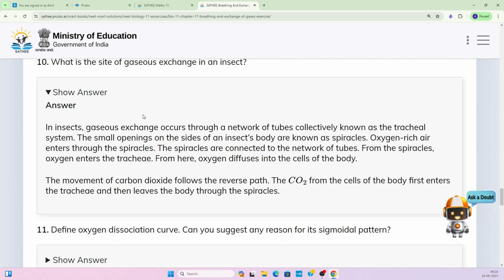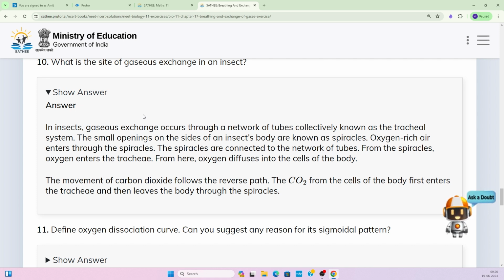Now, from the spiracles, oxygen enters the trachea. When the spiracles are open, the air enters through the spiracles into the trachea, and here oxygen diffuses into the cells of the body. The trachea wall layer is very thin, so exchange of gases can take place. From here, oxygen diffuses into the cells of the body.